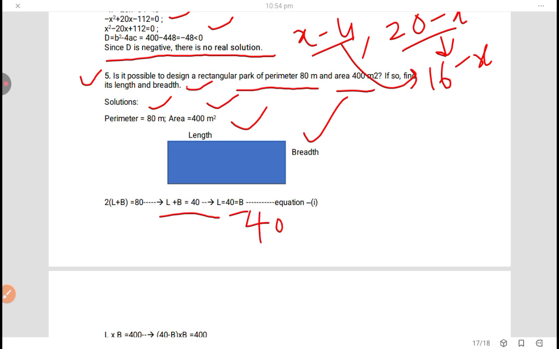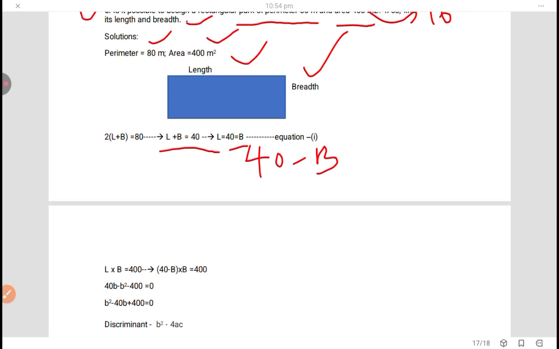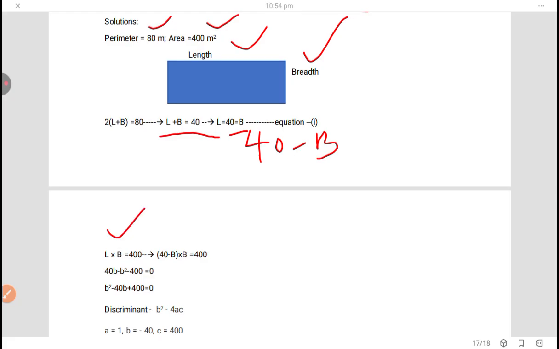Here L equals 40 minus B. That is the first equation. And area is given, L into B is 400. So in place of L you write 40 minus B. So this equation turns into 40 minus B into B equal to 400. Then multiply B with 40, then you'll get 40B minus B square minus 400. Then rearrange, you'll get B square minus 40B plus 400.